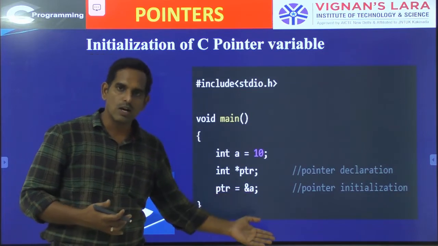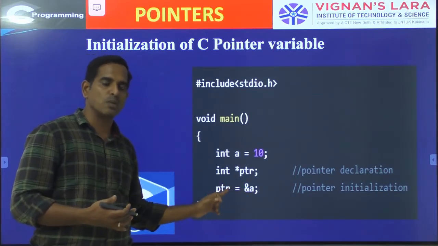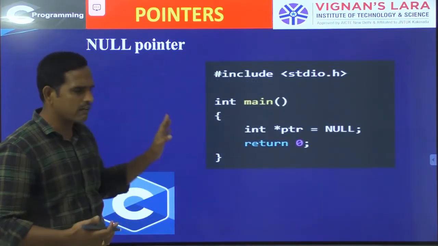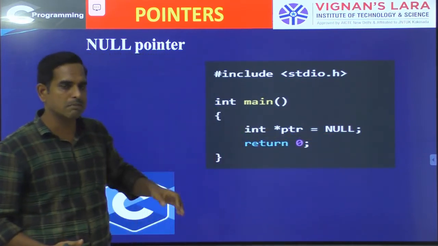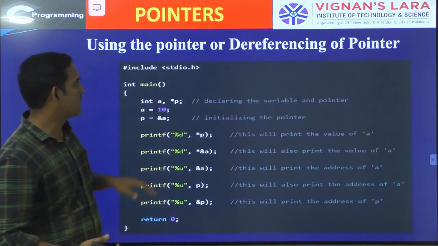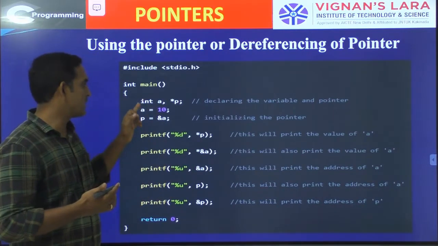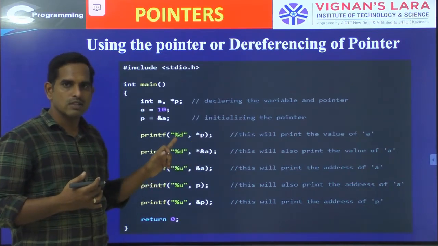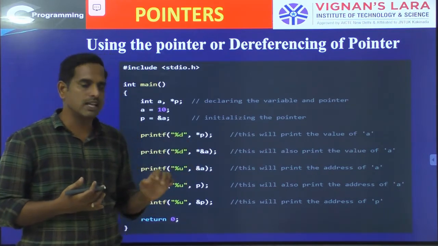You declare your pointer, and you can initialize it by using the address-of operator: ptr is equal to address of A. If you don't have any value to give, you can initialize it to null, which we call a null pointer. You can dereference it by using the star operator, also called the dereference or indirection operator. All these things you have seen in the last session.